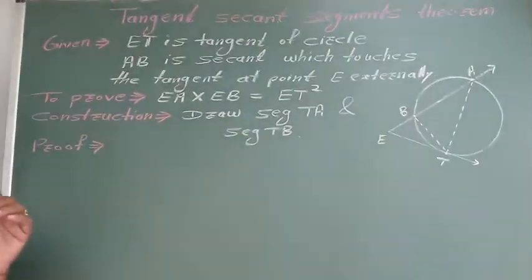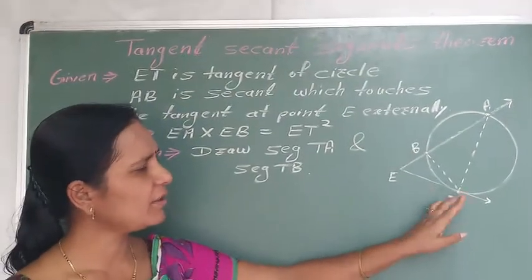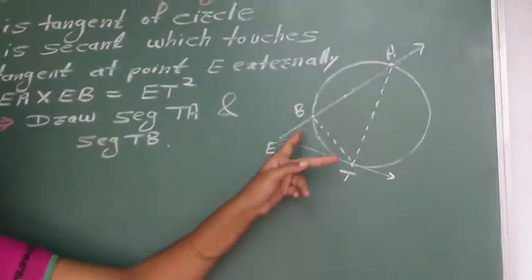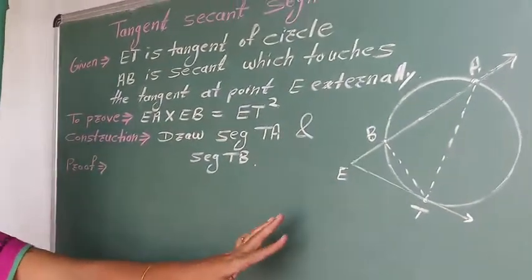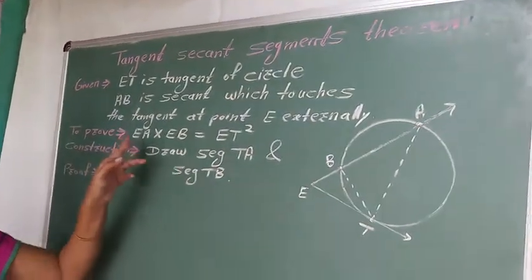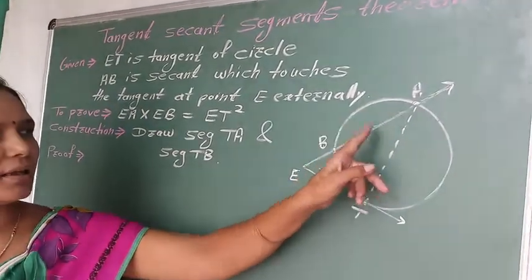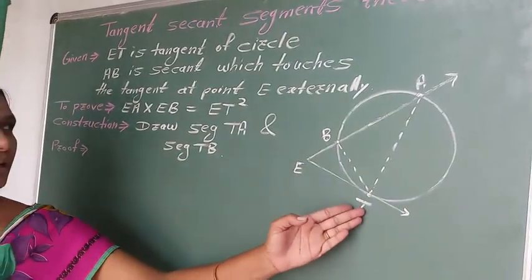In the tangent secant theorem, if ET is a tangent with point of contact T, and AB is a secant that meets the tangent externally at E, then their relation is EA into EB is equal to ET square.